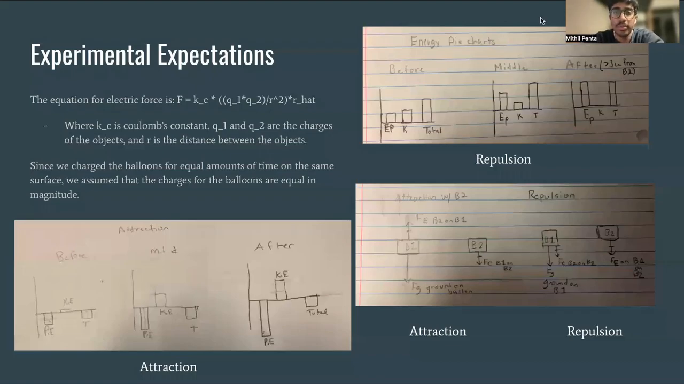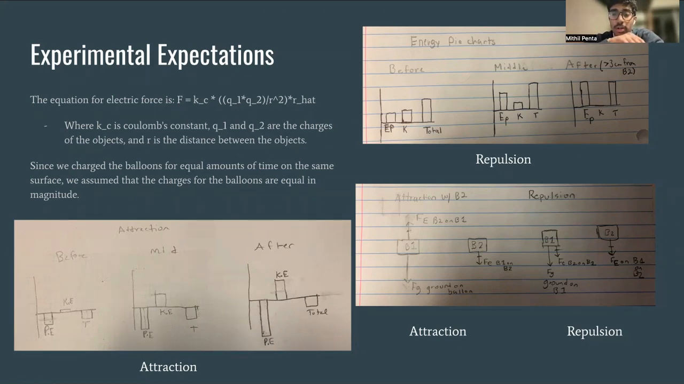So here we have experimental expectations. Here we're focusing on the electrical force, which is equal to Kc, Coulomb's constant, times Q1 and Q2, the charges of both balloons, over R squared, R being the distance between them, and R hat being 1 in this case due to the vertical and linear motion. So Q2 is equal to balloon 2. Balloon 2 is at a fixed position, and balloon 1 is being brought closer.